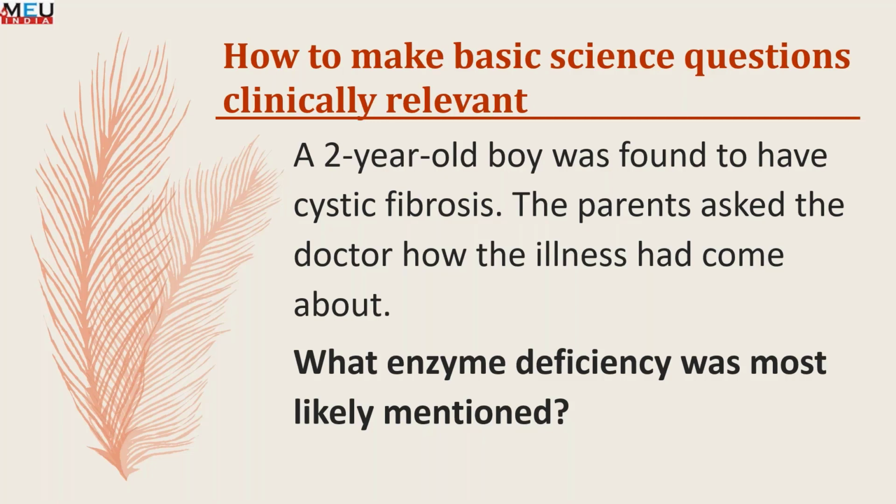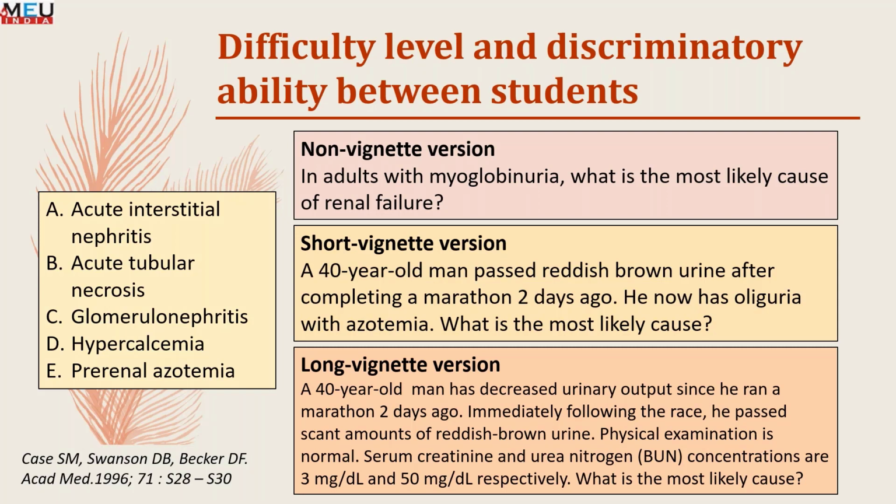Now, there's this study by Case, Swanson, and Becker, where they have studied around 56 different questions, where each question was used in a non-vignette version, a short vignette version, and a long vignette version. So a non-vignette version is where a question is asked without any clinical context, like in adults with myoglobinuria, what is the likely cause of renal failure?